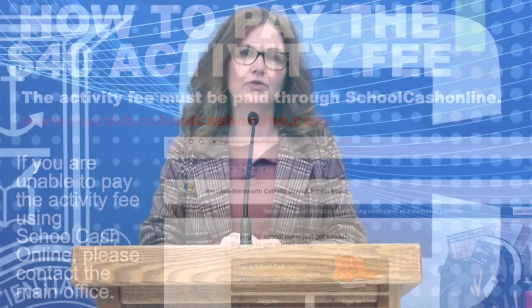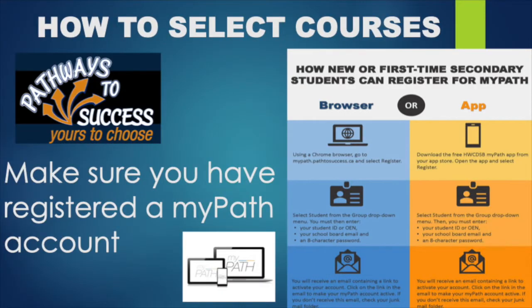In order to select your courses, you first have to make sure you have registered a MyPath account. So if you're a new student, or perhaps if you came from the public school and you didn't register a MyPath account entering grade 9, there's instructions on how to register your account. You can do it through the app, or you can do it through the website, Path to Success, and those instructions are posted on the LMS.